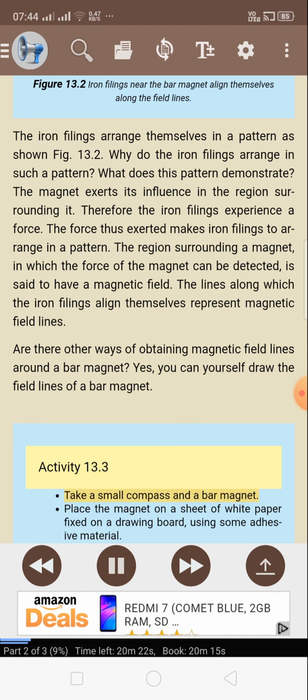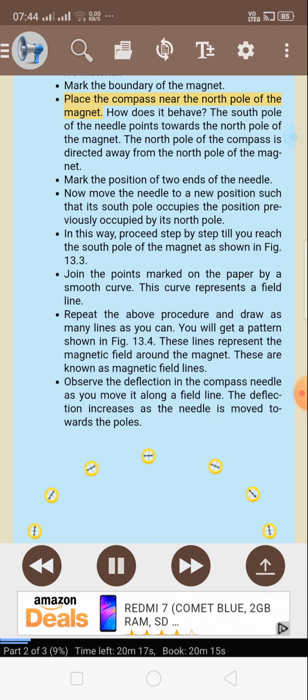Activity 13.3. Take a small compass and a bar magnet. Place the magnet on a sheet of white paper fixed on a drawing board using some adhesive material. Mark the boundary of the magnet. Place the compass near the north pole of the magnet. How does it behave? The south pole of the needle points towards the north pole of the magnet. The north pole of the compass is directed away from the north pole of the magnet. Mark the position of two ends of the needle. Now move the needle to a new position such that its south pole occupies the position previously occupied by its north pole. In this way, proceed step by step till you reach the south pole of the magnet, as shown in figure 13.3. Join the points marked on the paper by a smooth curve.